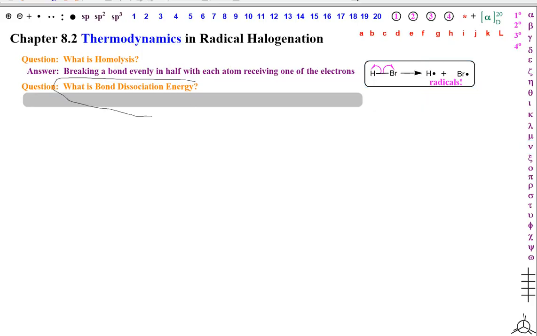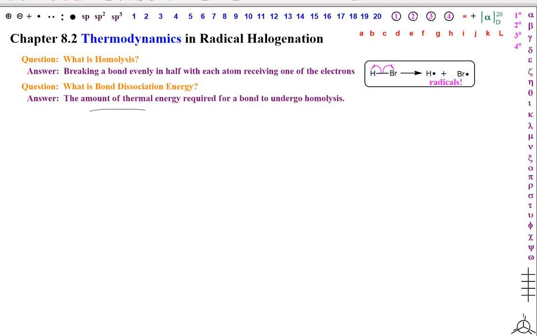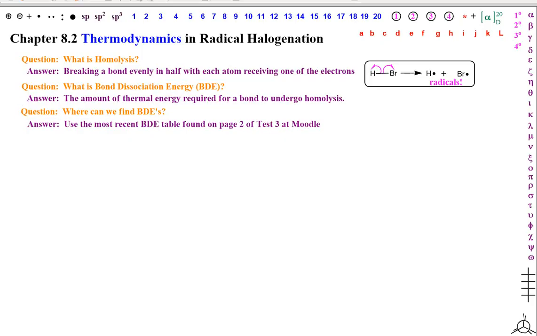Another question is, what is bond dissociation energy? Well, it is the amount of energy you have to put in to accomplish one of these homolysis reactions. The amount of energy, thermal energy, required to make a bond undergo homolysis. And where can we find these energies? A useful short form for bond dissociation energy is BDE.